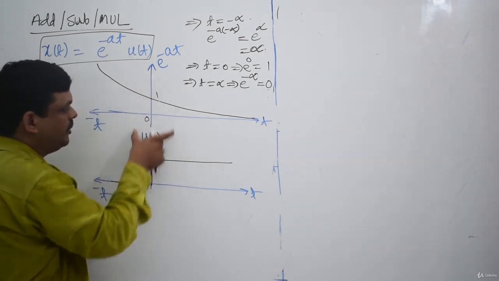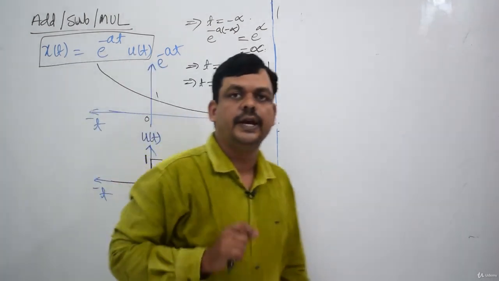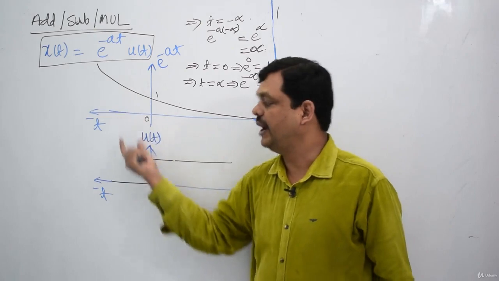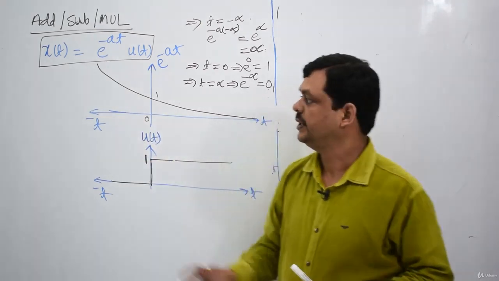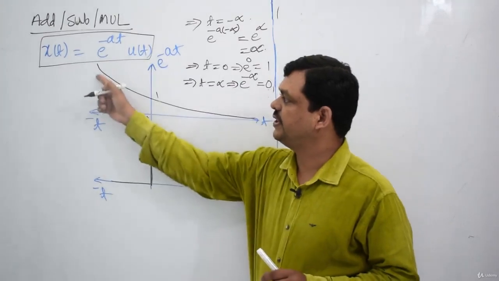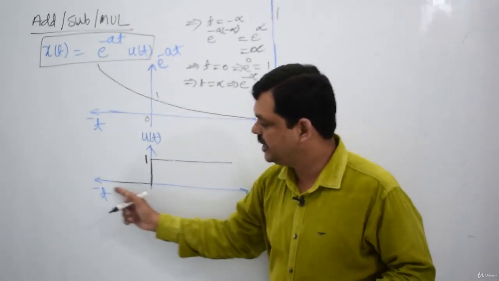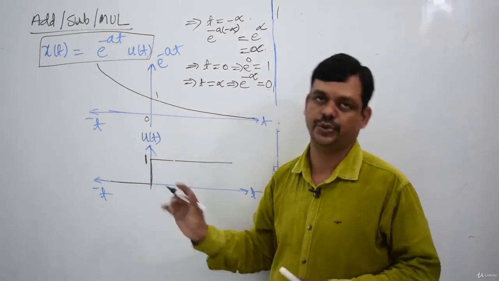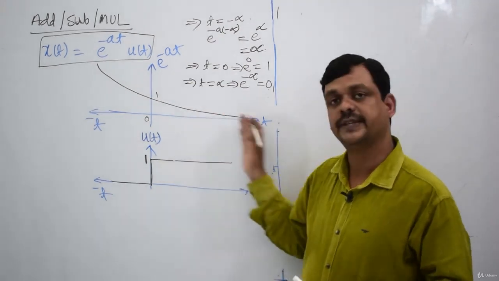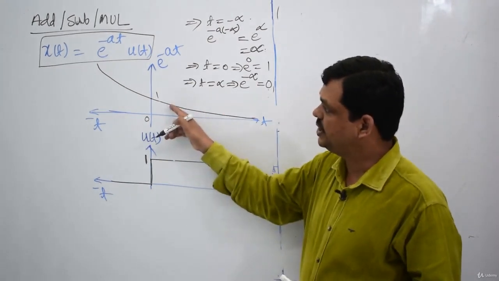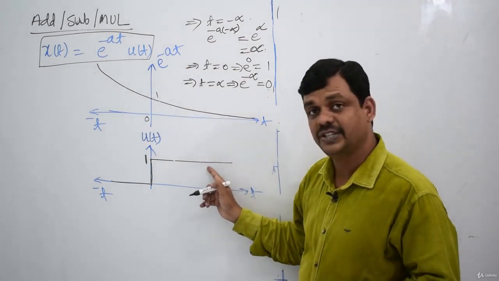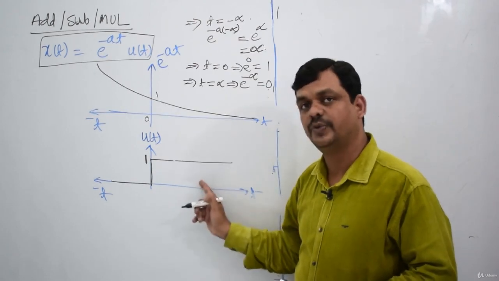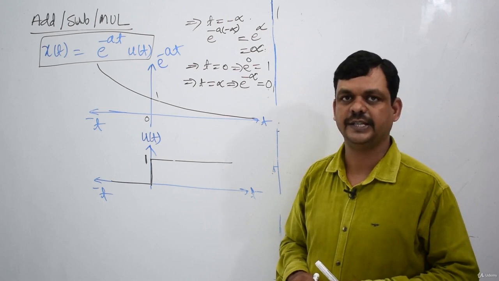Multiplication of these two functions. In multiplication operation, similar to addition and subtraction, just perform multiplication of amplitudes in each particular time period. See, time less than 0, this side, this function is e to the power of minus at, and this function is 0. So e power minus at into 0 is 0. And on the positive time axis, this function is e to the power of minus at and this function amplitude is 1. Then the multiplication is e to the power of minus at into 1, which gives directly e to the power of minus at.